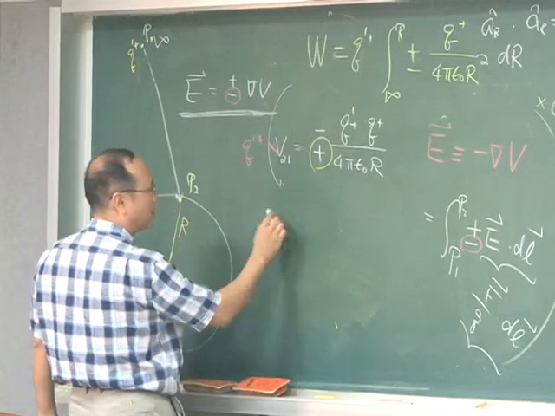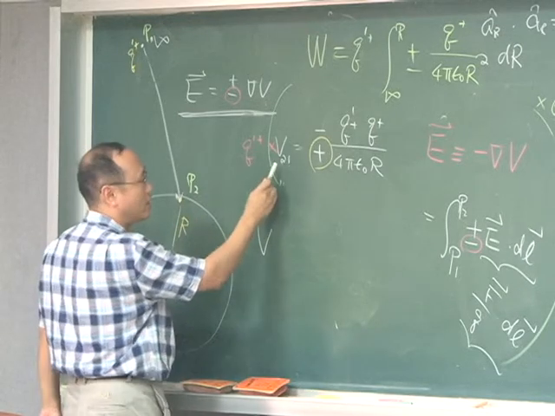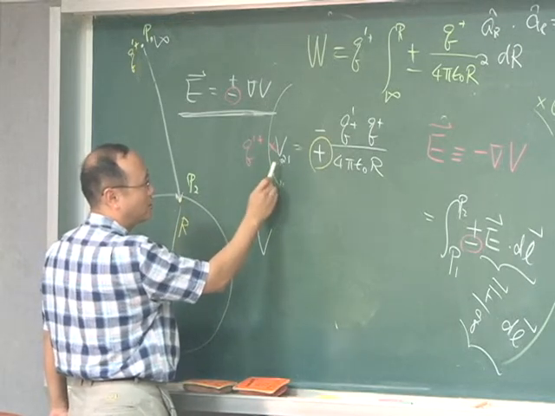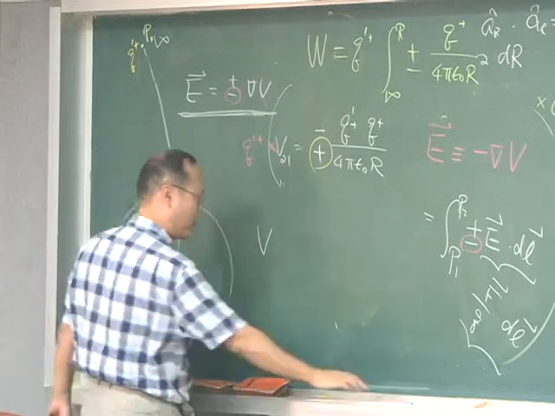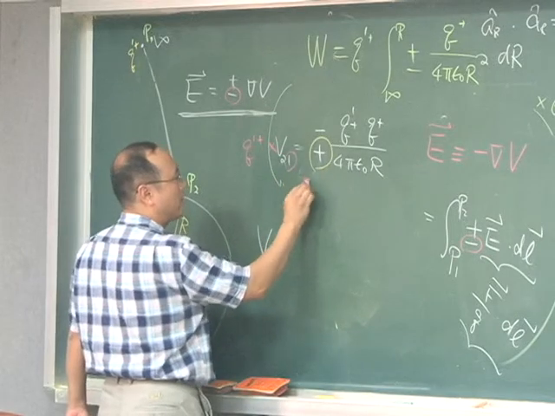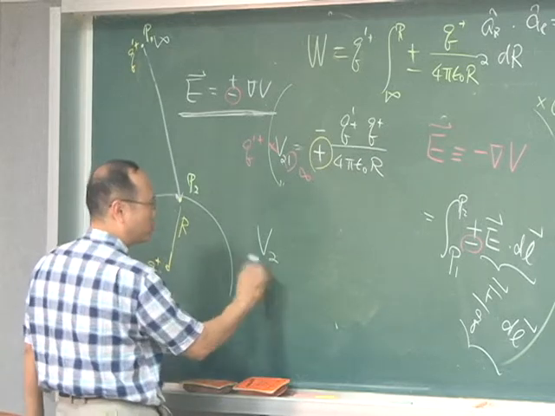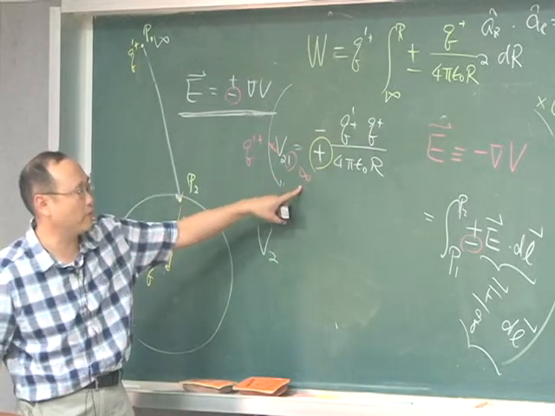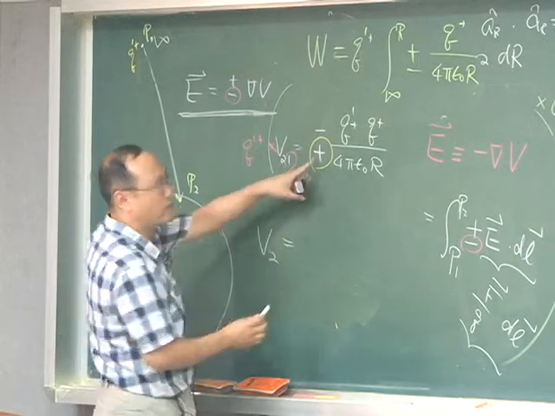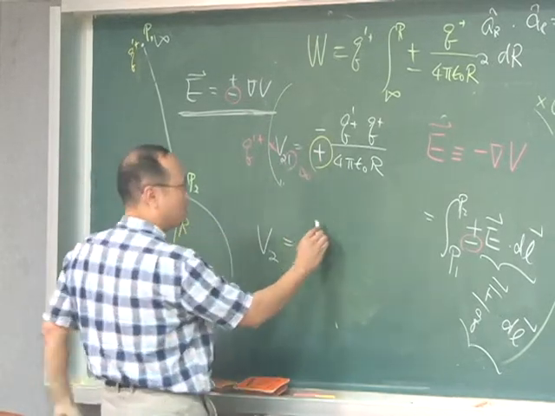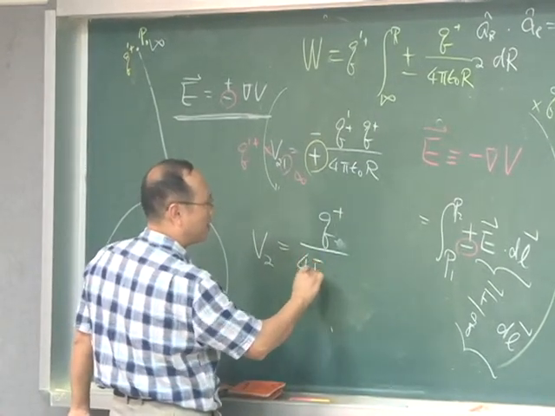V, if we move the charge from 2 to 1, from infinity to a from original location, this is infinite. Okay, 1 is at infinite. Then your V, let's call it just V2, because now you take infinite as a reference point. Your V2 now is equal to, I have to choose a positive sign, so I have Q plus 4 pi epsilon R.